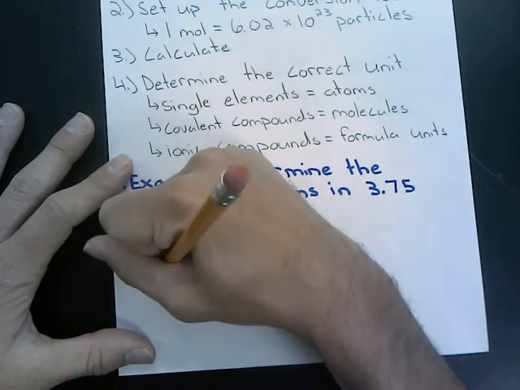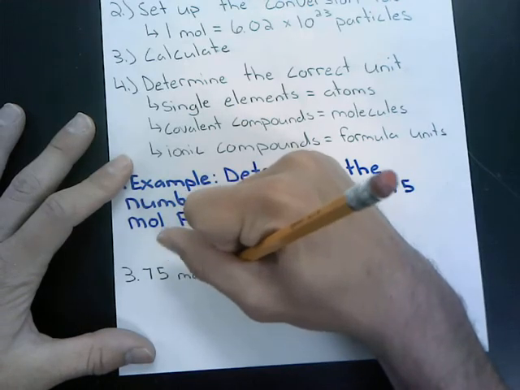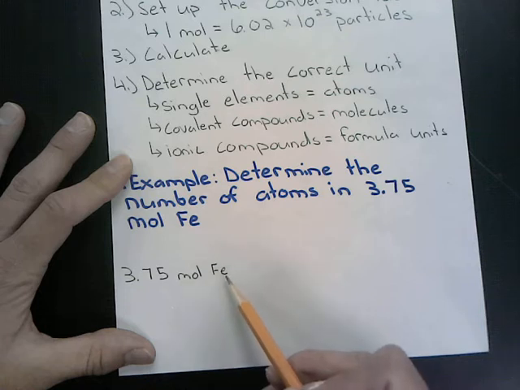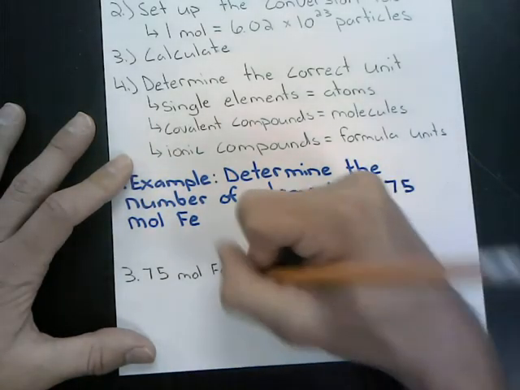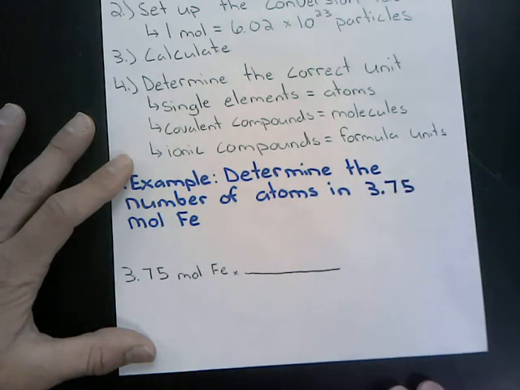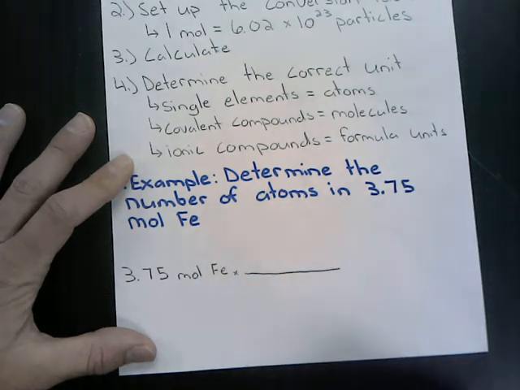So we have 3.75 moles of Fe. Now it's really important to not only include that unit of moles, but to also include what substance we're dealing with. That helps make the correct unit at the end a little bit easier process. Now what we do is we set up that conversion factor. And remember, we want diagonal units to cancel out.